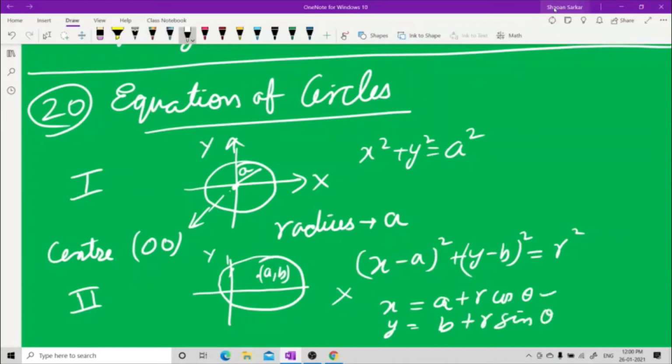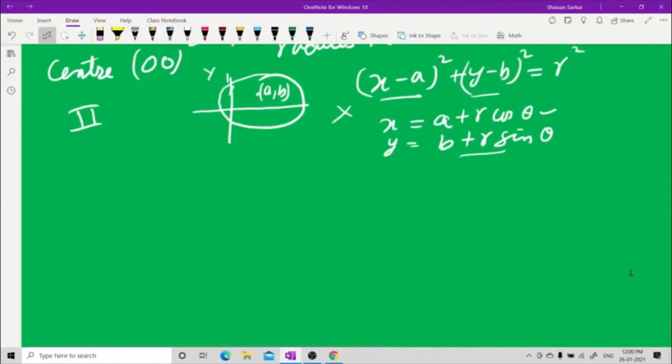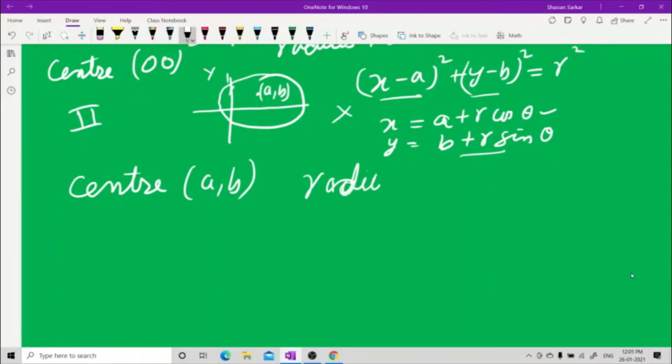Do one thing, put the value of this here and put the value of this here. You will get sin square theta plus cos square theta equal to 1, because both r square will cancel both sides. The center in this case is a comma b, and the radius in this case is r.